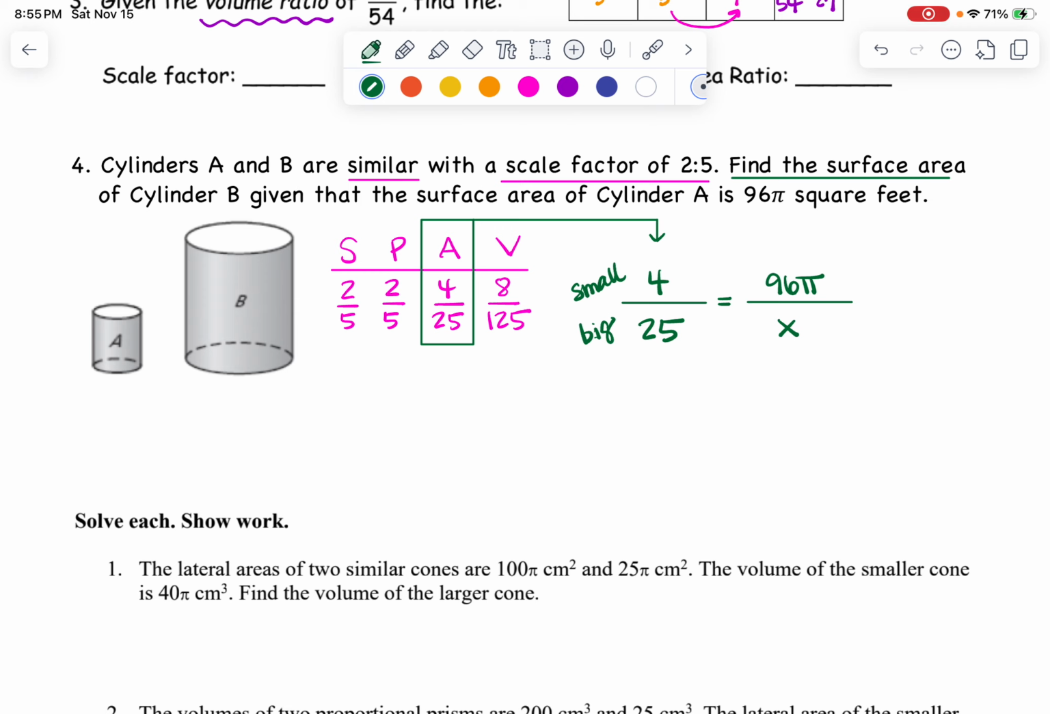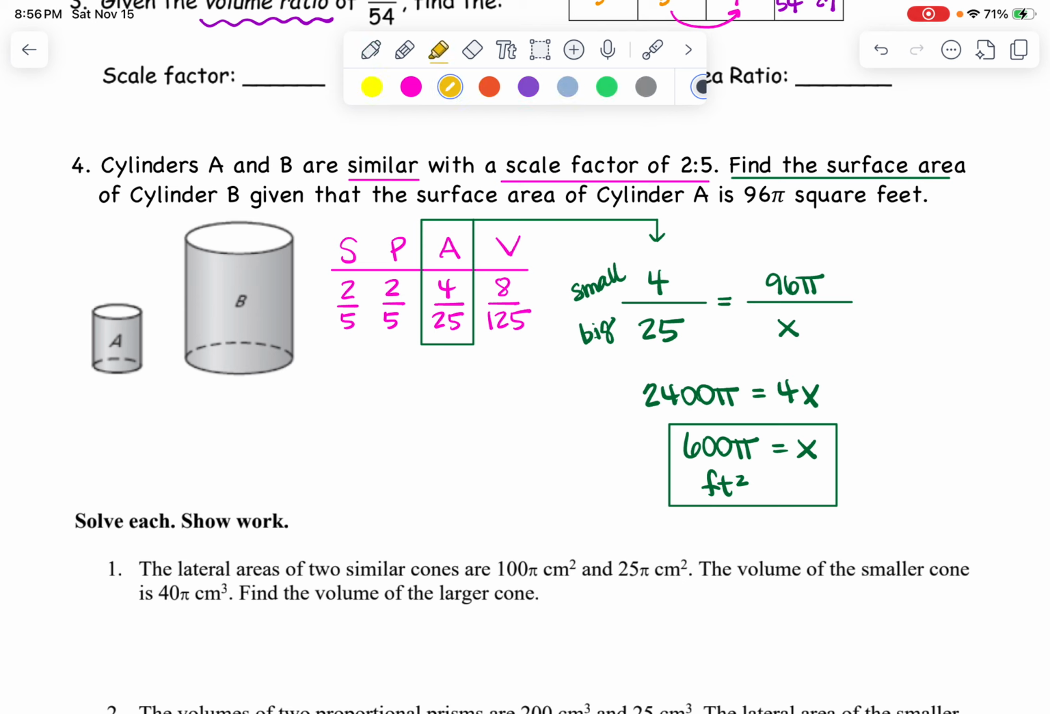25 times 96 gives me 2400 pi equals 4x. And then, of course, I'm just dividing by 4, which is quite friendly. So 600 pi. And, of course, that's going to be square feet. And there you go. And I know my answer is correct because I used the correct dimension in my proportion. Highlight that.